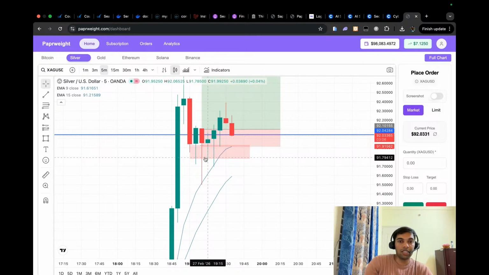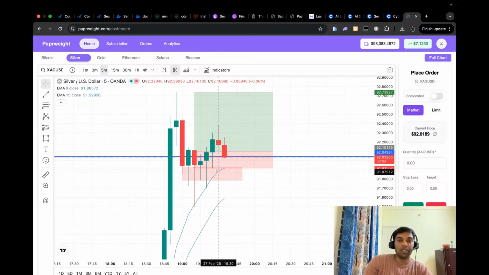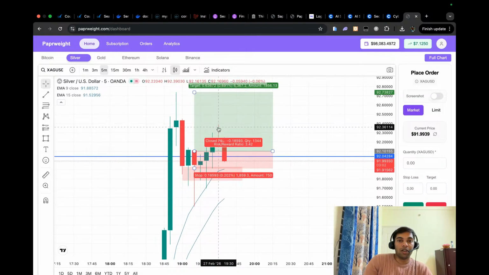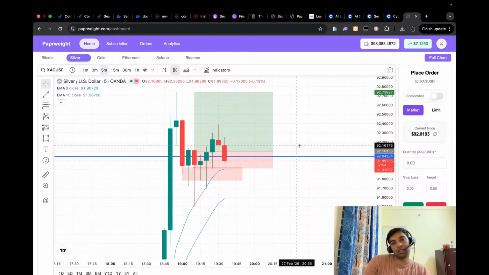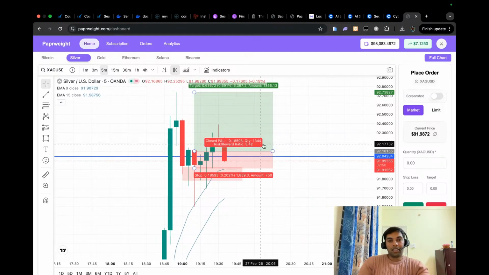So what they did is they punched the order in the up direction, and as soon as they punched the order, the market knows that their stop losses might be at this area, so it is just flushing out weak buyers. That's it.